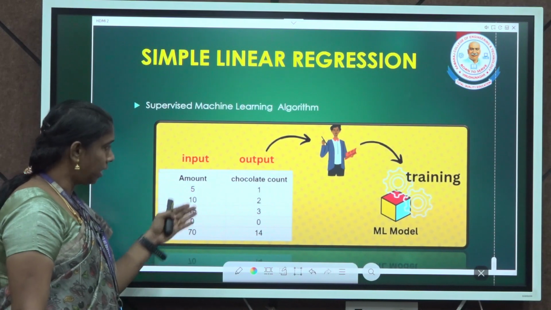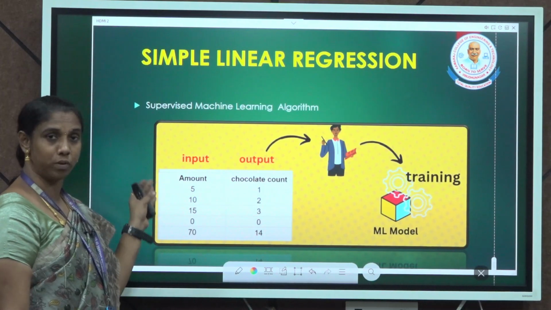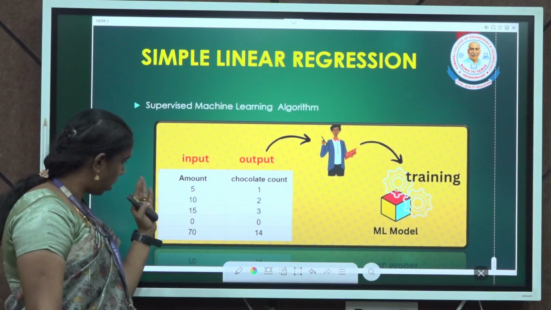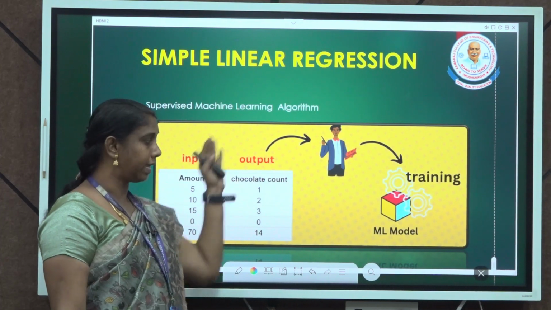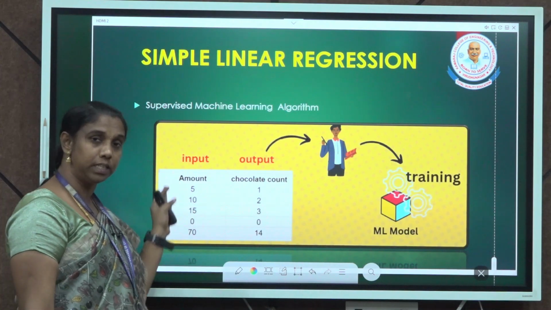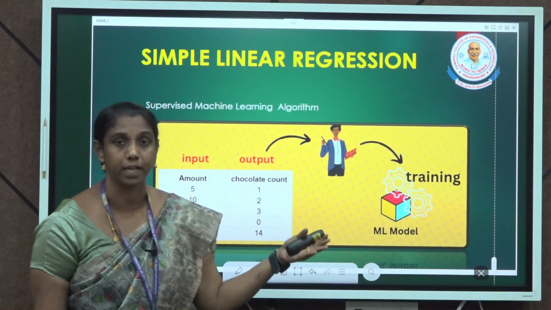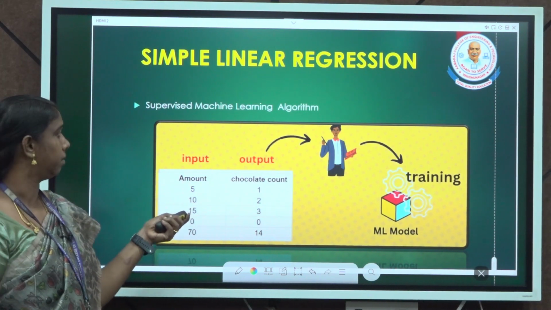So this is input and this is output. The input is the amount value, how much amount I have, and the output is how many chocolates can be bought. I can give this to the machine learning model. The machine learning model can learn these patterns and give the predicted amount. This is known as a supervised machine learning algorithm.